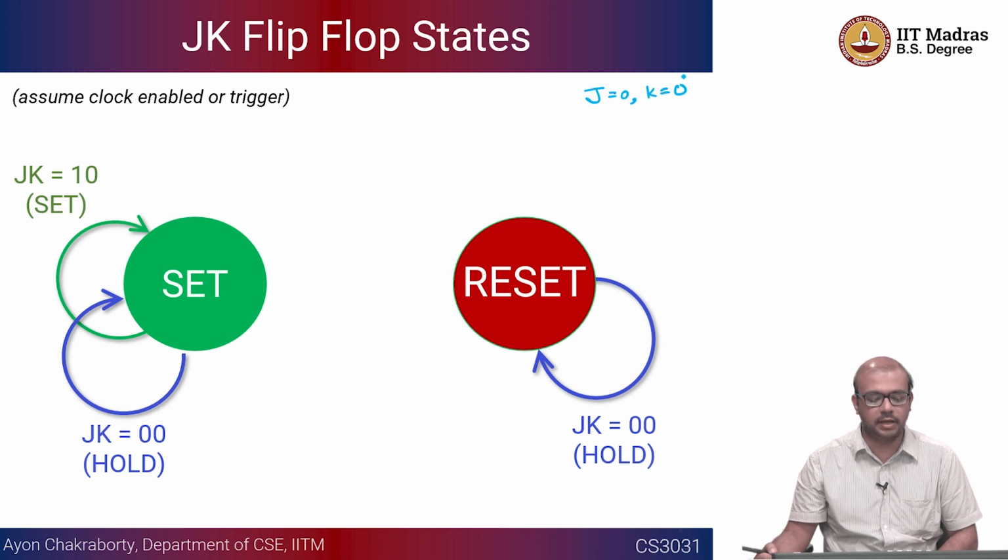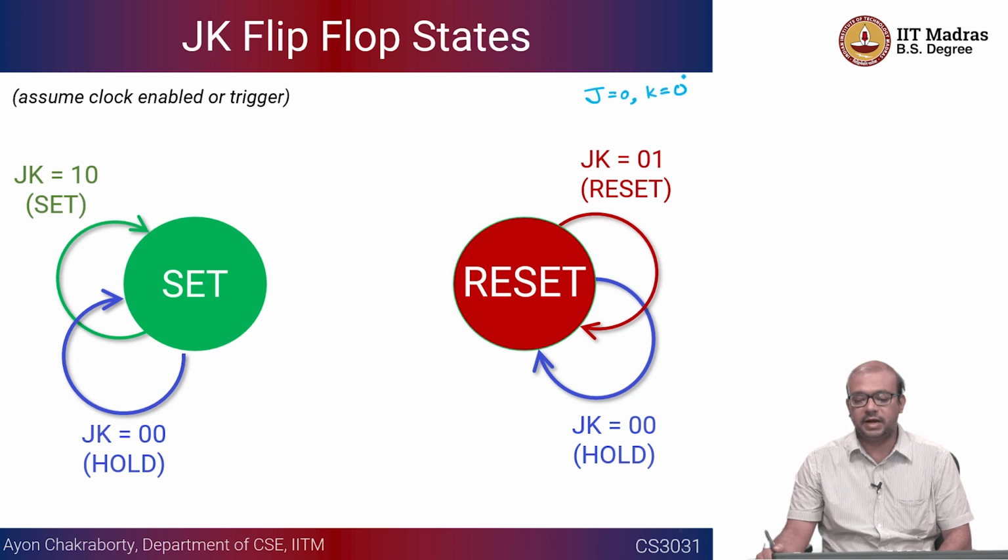J equal to 1 and k equal to 0 is going to set the circuit. So that is already assumed that it is in the set state. That means that q equal to 1 and q bar equal to 0. If you put again j equal to 1 and k equal to 0, it is going to be the set state only. It is not going to go anywhere. Similarly, if it is in the reset state and you try to put j equal to 0 again and k equal to 1, that is going to be in the reset state anyway. Okay, so doesn't matter.